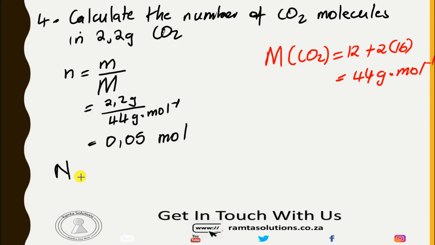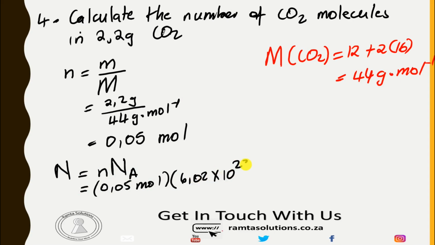Now, the number of particles is equal to number of moles multiplied by Avogadro's number. What is it? It is 0,05 moles multiplied by 6,02 times 10 to the 23 molecules per mole. Okay, let's see. Answer multiplied by 6,02 times 10 to the 23.